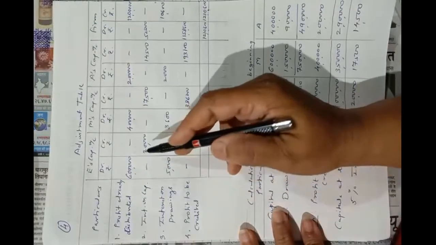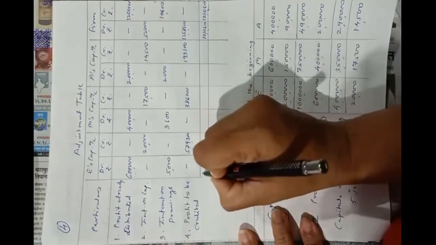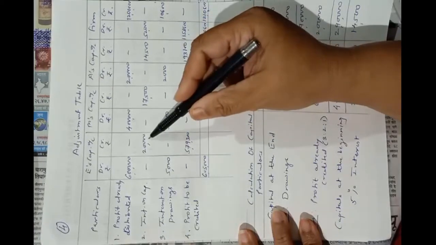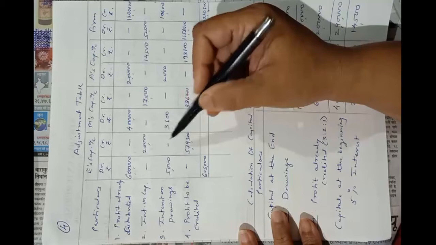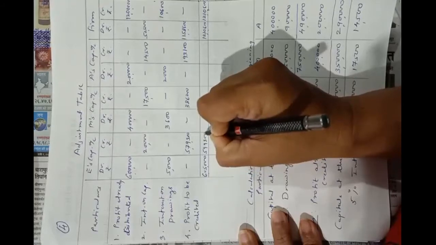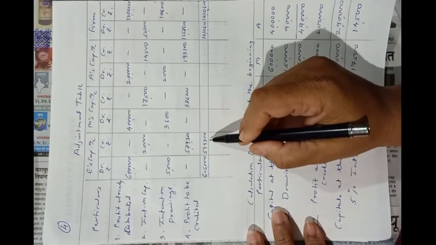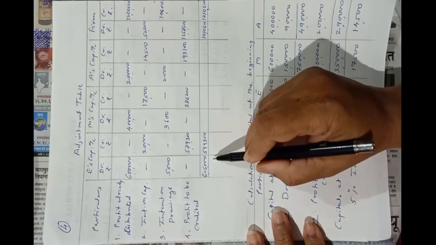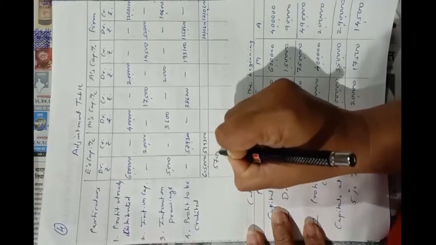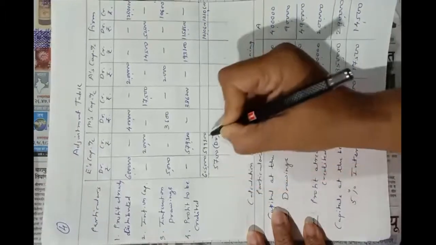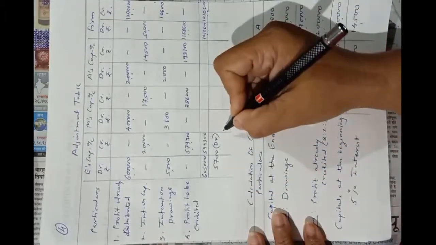E's capital account 6 lakhs and 5,000. So 6 lakhs 5,000. 5,79,300 plus 20,000, so it is 5,99,300. So credit total is less, and difference between 5,99,300 and 6,05,000 is 5,700. So 5,700 we have to debit, because debit total is more and credit total is less by rupees 5,700.